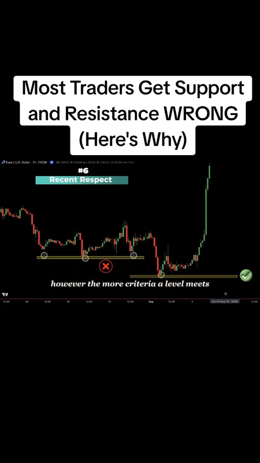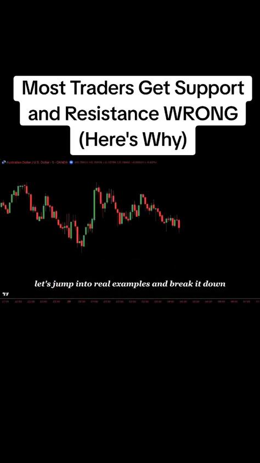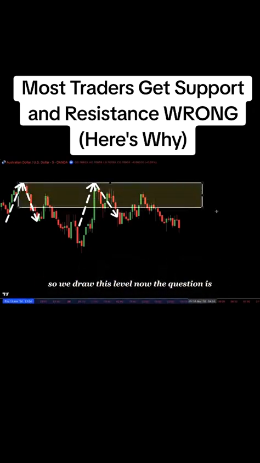However, the more criteria a level meets, the stronger and more reliable it becomes. Let's jump into real examples and break it down step by step. Look at this chart. As you can see, the market reached this level and reversed. It moved up again, tested the same level, and reversed once more. So we draw this level.